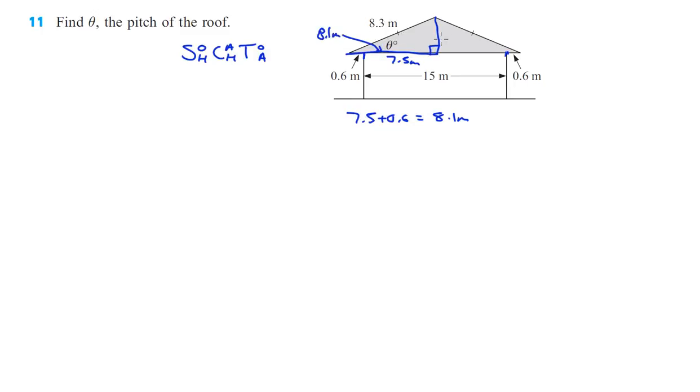This is 8.3, and we're trying to find the angle here. So from this angle, this is the hypotenuse. This is the adjacent here. So adjacent and hypotenuse is cosine. So let's do cosine of the angle is going to be adjacent, which is the 7.5 and the 0.6, which is 8.1, divided by the hypotenuse, which is 8.3. Okay?